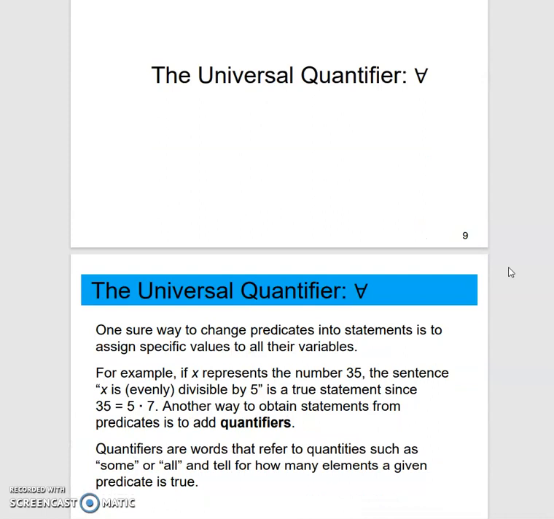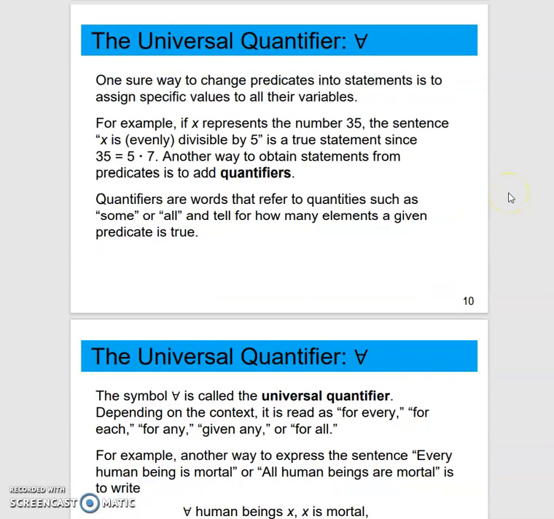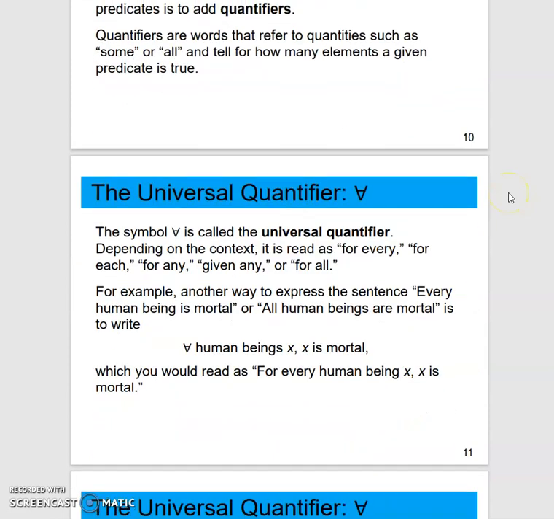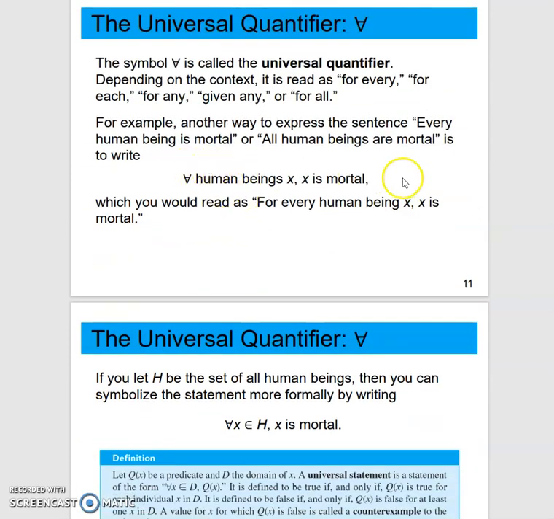Alright, we've talked a little bit about universal quantifiers. Let's do a little more talk. Our symbol is a capital A that's been turned upside down, so I will read that as for all or for every. So if we have this little statement, we would read that as for all human beings, or for every human being, x is mortal. Again, there's a couple ways we can phrase that. They all mean the same thing.